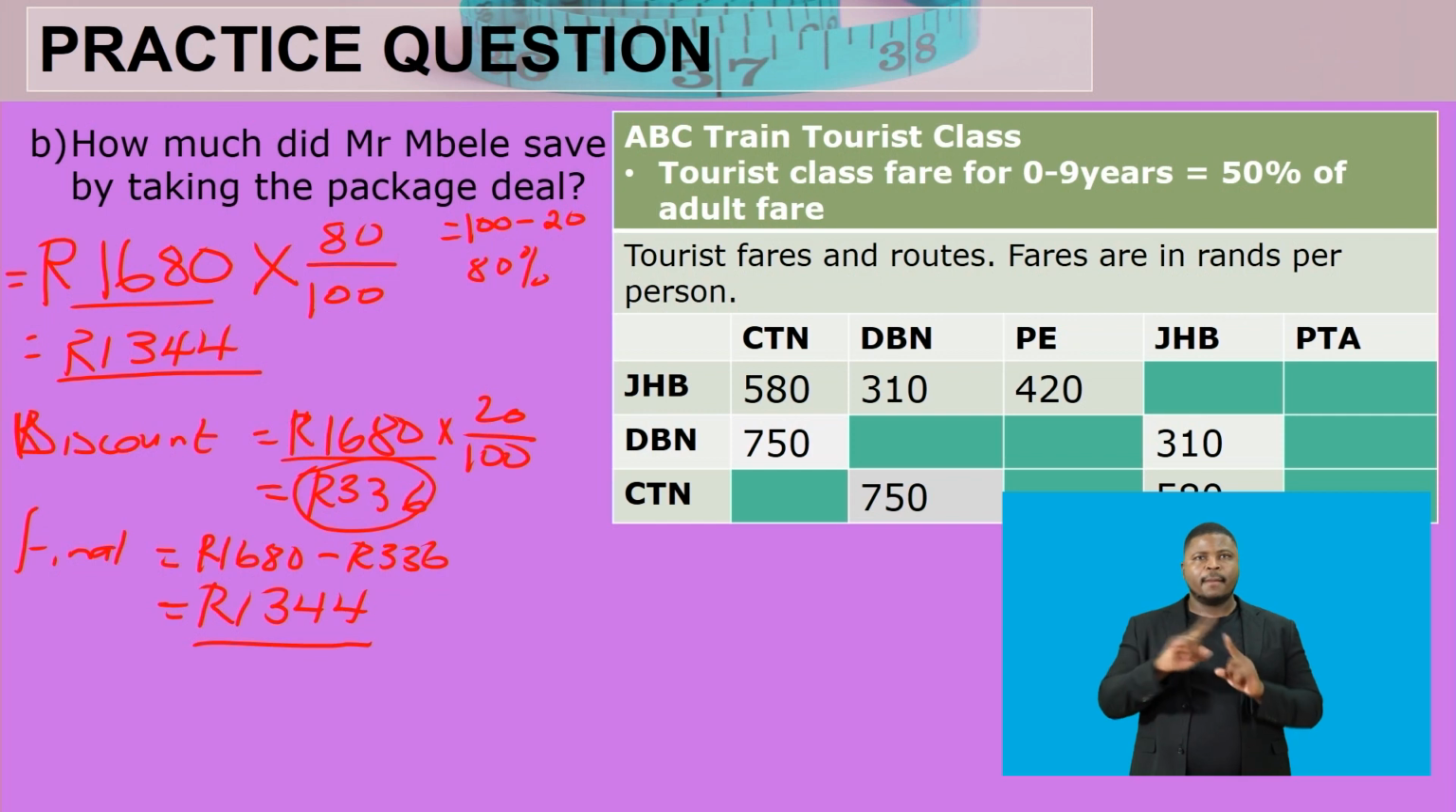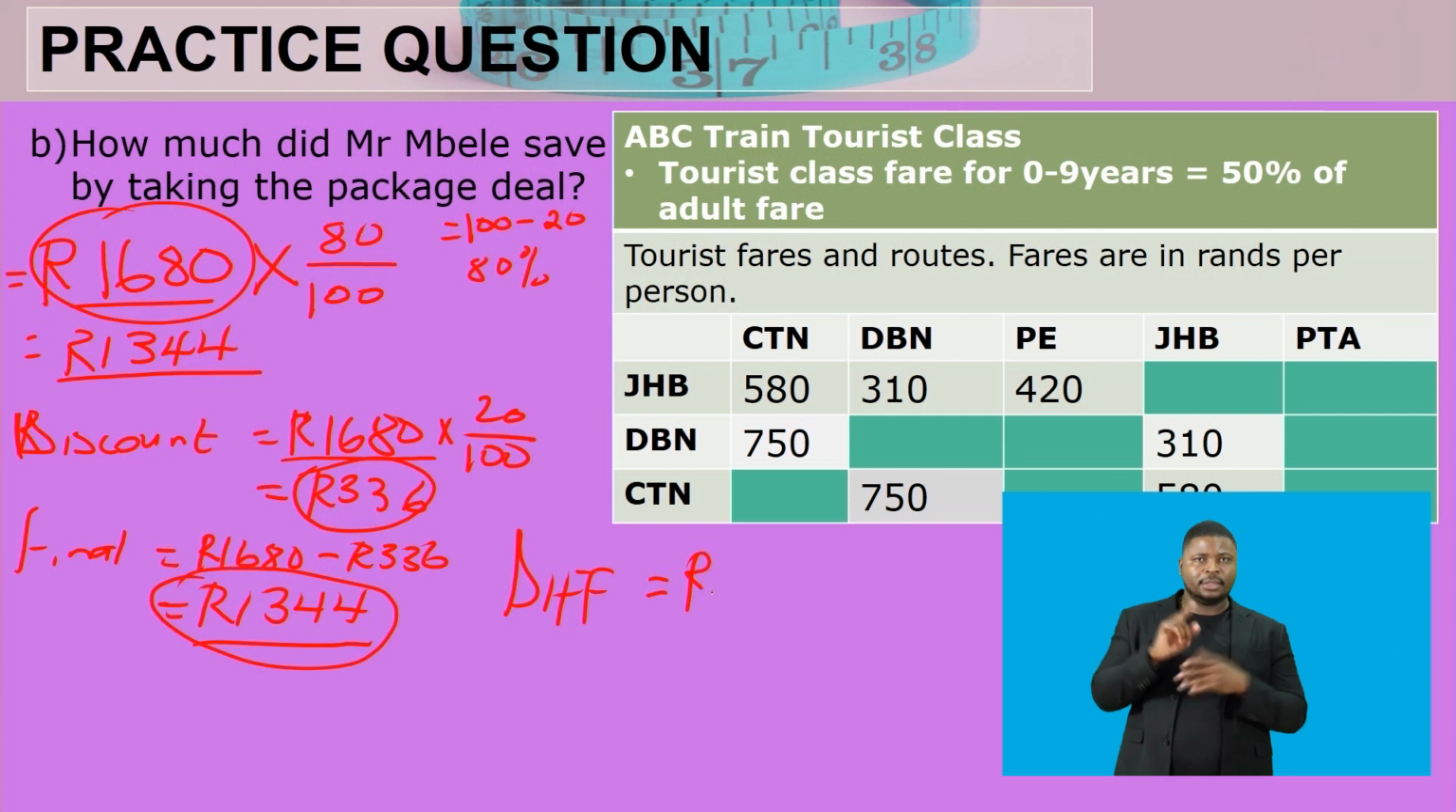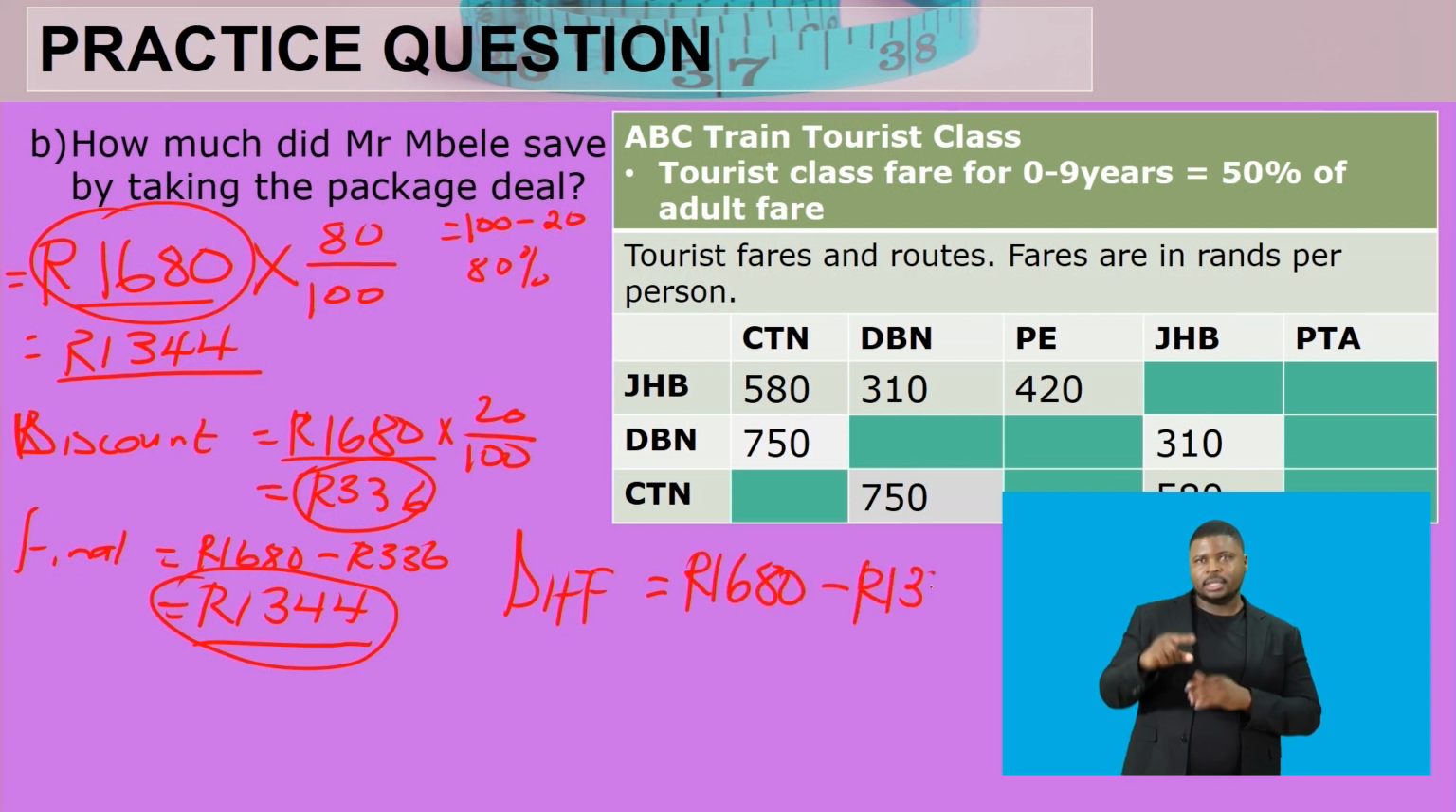1,344. But this does not answer our question. We have to go back to the question and check what it required. The question said, how much did Mr. Mbele save by taking the package deal? So we want to know from the discount given, how much did he save? So we have to subtract the discounted cost from the total cost. So the difference is equal to 1,680 minus 1,344. Let's find the difference.